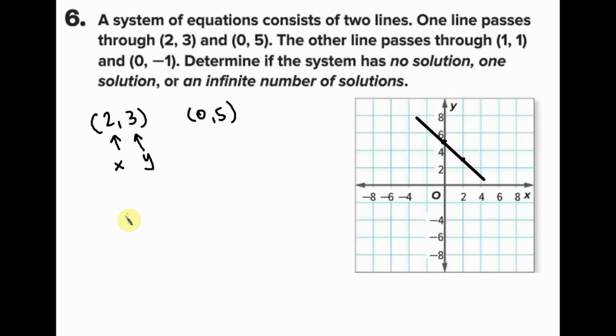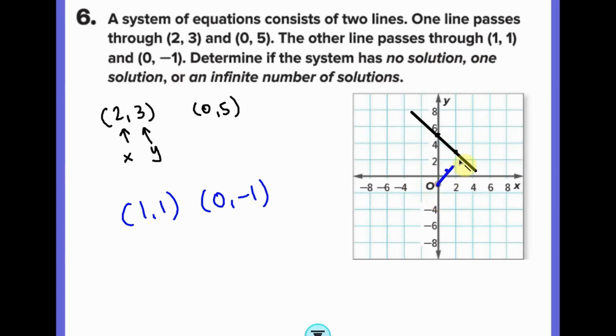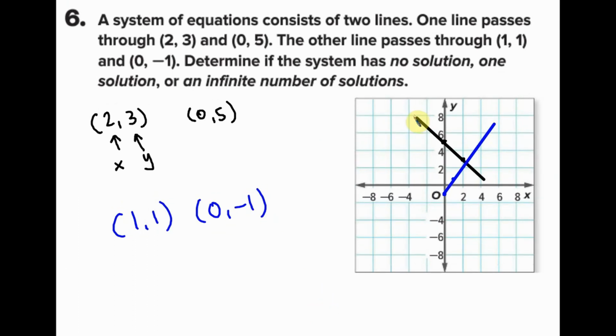The second line is saying if you had (1, 1), x is 1 when y is 1, right here. The second one is at (0, negative 1). So (0, negative 1) will be over here. If I connect these 2 points, keep in mind your goal is not to find where they're intersecting. I just need to know how many solutions they will have. Since the black line is going this way, where the blue line is going that way, whether I draw this slightly over here or here, it wouldn't matter, because I know that they're intersecting at least once. So in this case, your answer is that they are intersecting at one point. So one solution is going to be your answer.